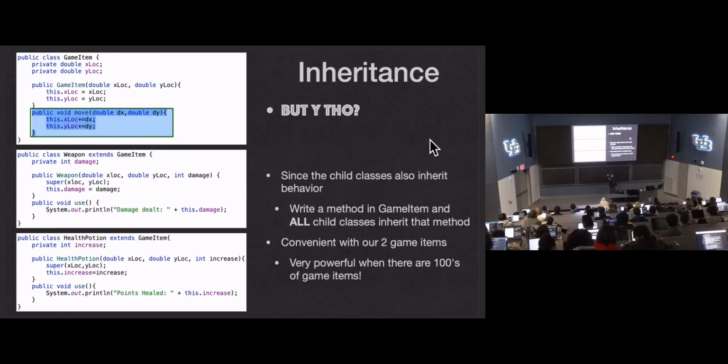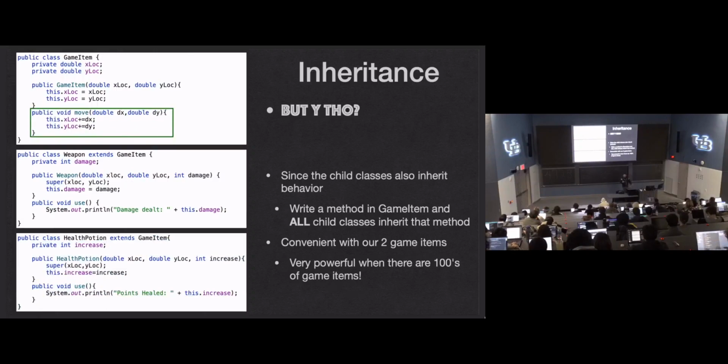I test it once. I'm not going to write a test suite for weapon, weapon.move, for healthpotion.move. You will in task 4, I think very few of you have gotten to that one yet, just to show you how much of a pain it is to test each item independently. Instead, we're going to write it once in the superclass, test it once there, and then just inherit that behavior in every single class that extends it.